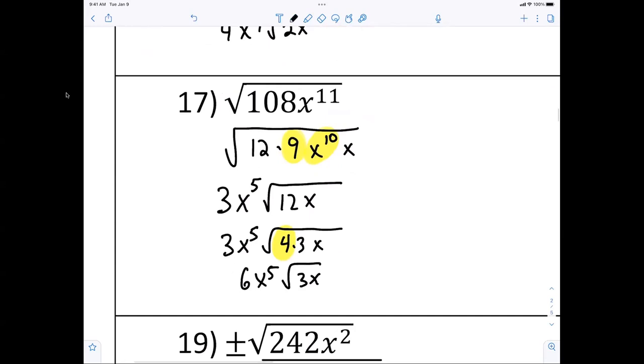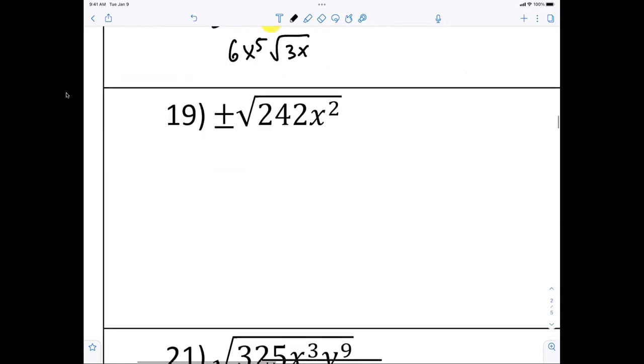The next time you see 108, who remembers? 9 and 12. No. I want everybody to remember 36 times 3 if you can. 108 is 36 times 3. That would be the quickest. Yes. All right. 19. Here we go. Go.